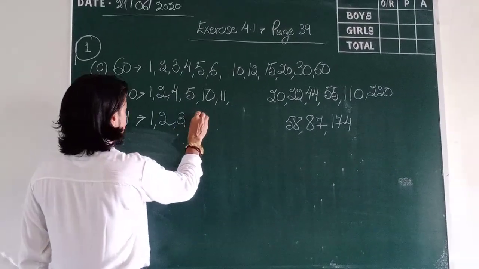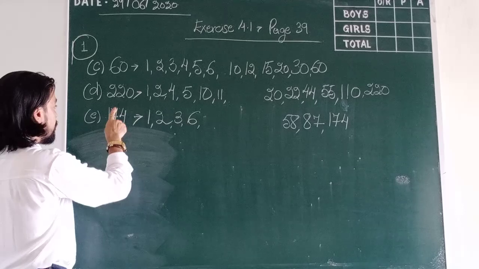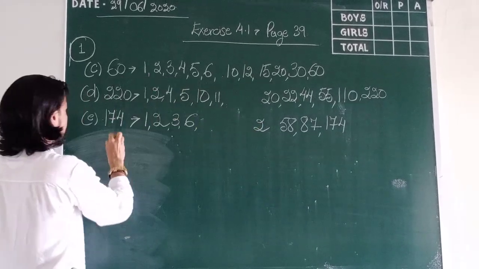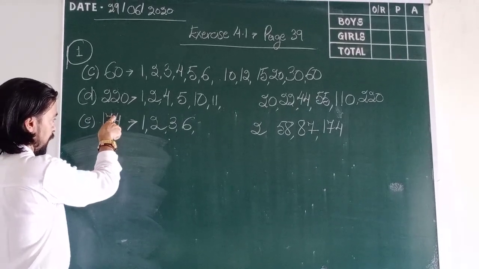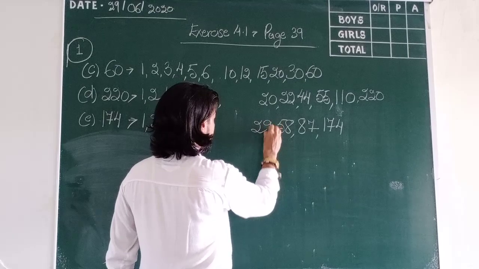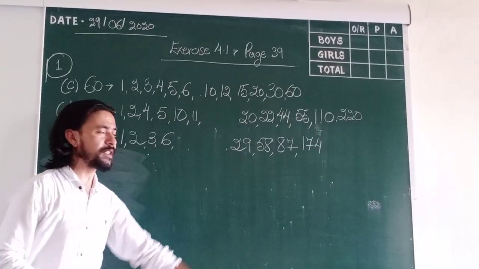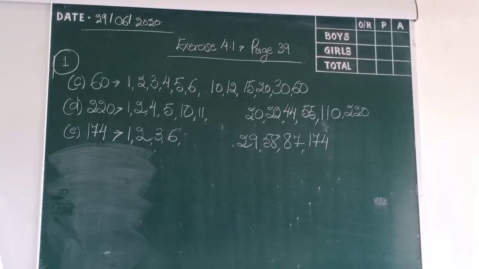So the next number, 6. 6 3s are 18, 6 2s are 12. So we will go 2 times. 6 2s are 12. Remainder 5. 6 9s are 54. And from 6 till 29, there are no numbers that will divide 174.